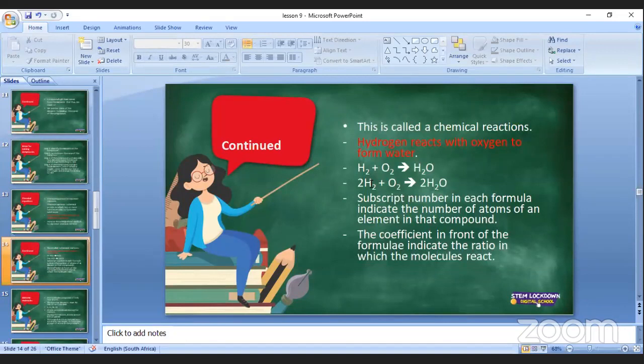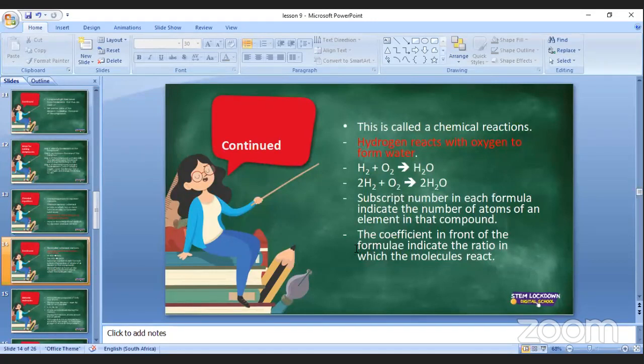You know now where this coefficient 2 is coming from. And we said this is a coefficient 2, and then these ones are subscript 2. Subscript number in each formula indicates the number of atoms of an element in that compound. So we said we've got 7 diatomic molecules. Remember, we said we have 7 diatomic molecules. I even gave you a sentence that you will never forget. Remember the sentence? The coefficient in front of the formula indicates the ratio in which the molecules react.